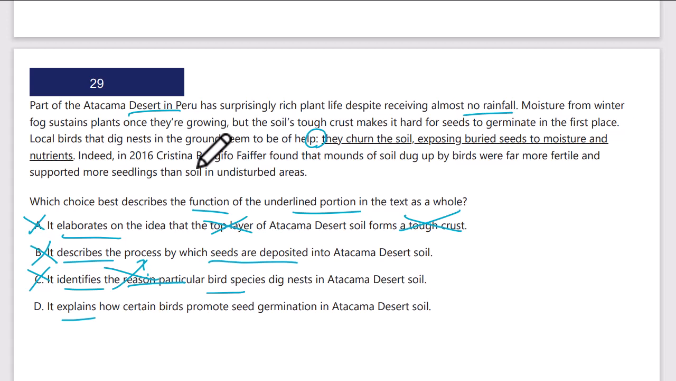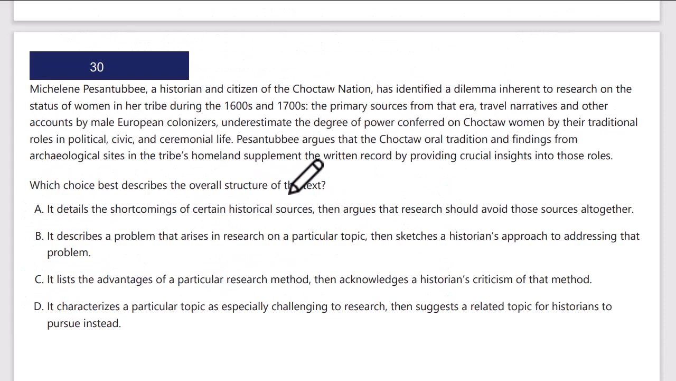D, it explains how certain birds promote seed germination in Atacama Desert soil. Yes, certain birds churn up the soil, and that makes the ground more fertile for difficult growth to actually occur more easily. D is the correct answer. Okay, what best describes the overall structure of the text? This is going to be a function question.